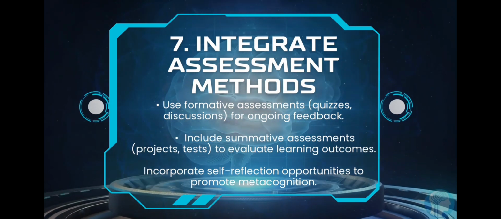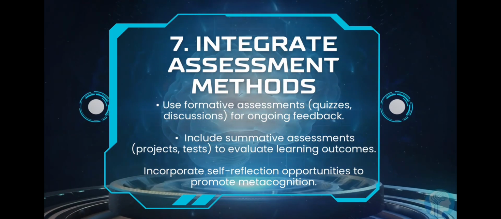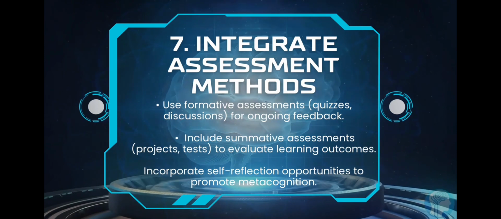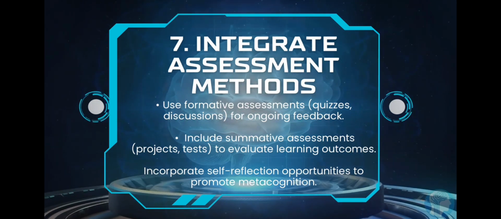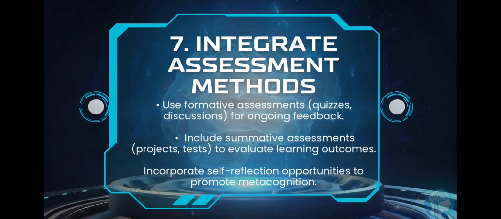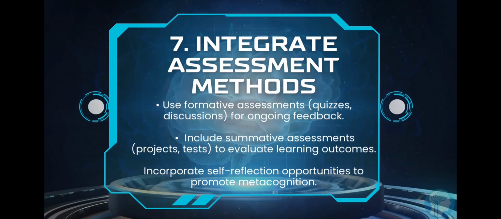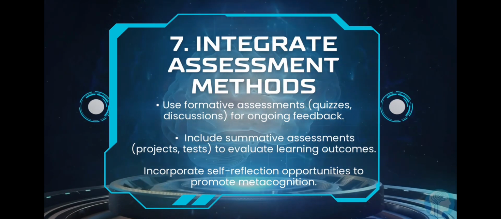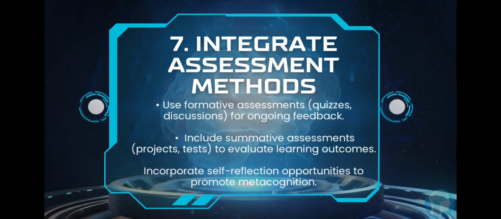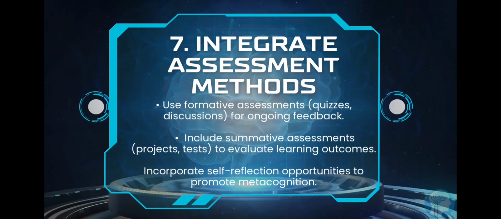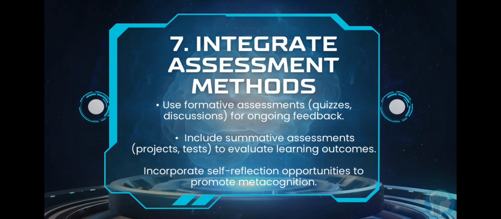Next is include summative assessment like projects and tests to evaluate learning outcomes. So use a formal assessment at the end of a lesson or unit to evaluate what students have truly learned. Summative assessments include written tests, performance tests, final projects or presentations. These are usually graded and used for reporting progress. So through this, it helps measure whether the students achieve the learning objectives and show overall progress.